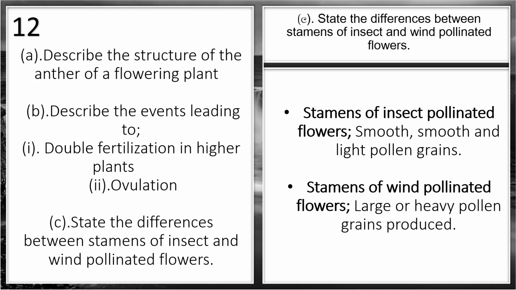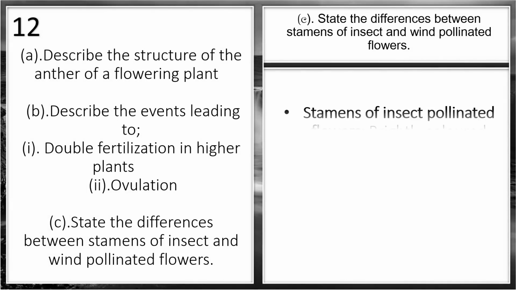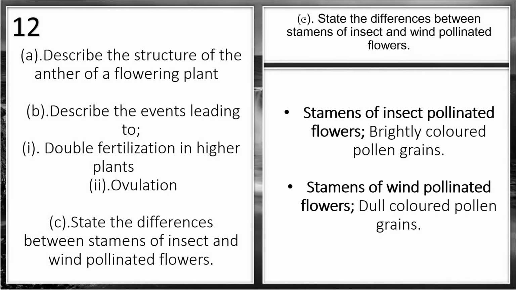Stamens of insect-pollinated flowers have smooth and light pollen grains, whereas wind-pollinated flowers have large and heavy pollen grains. Insect-pollinated flowers have brightly colored pollen grains, whereas wind-pollinated flowers have dull colored pollen grains.